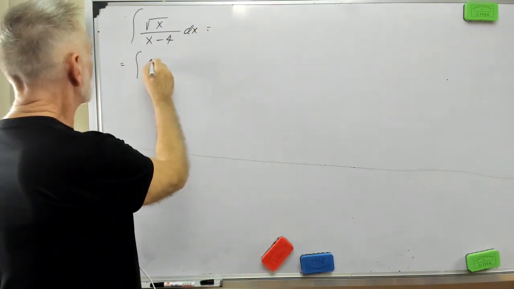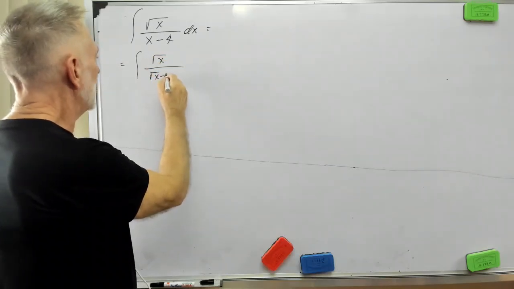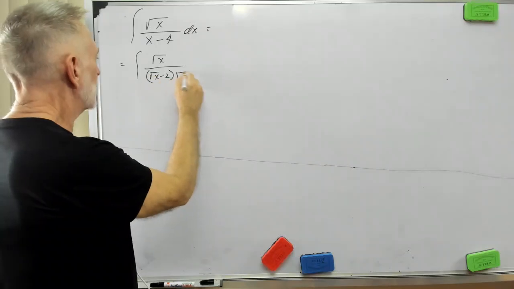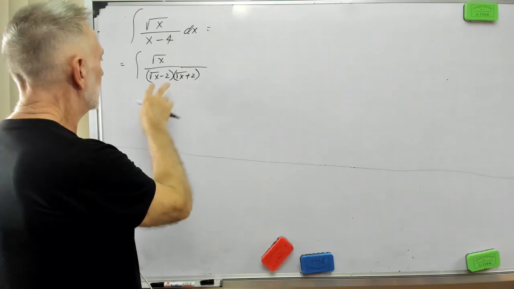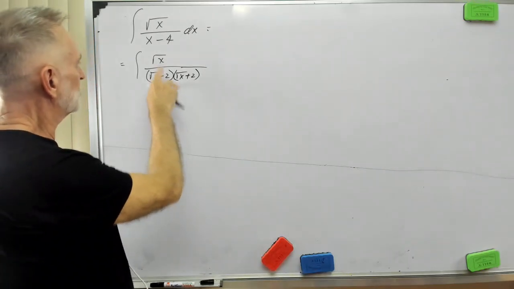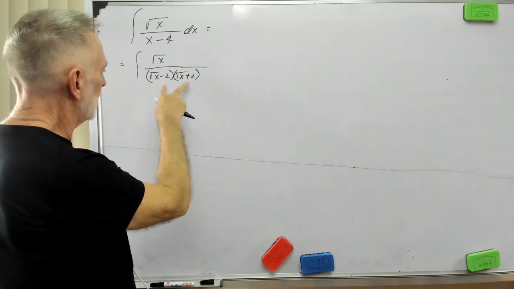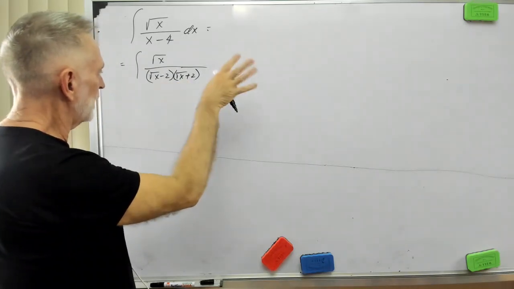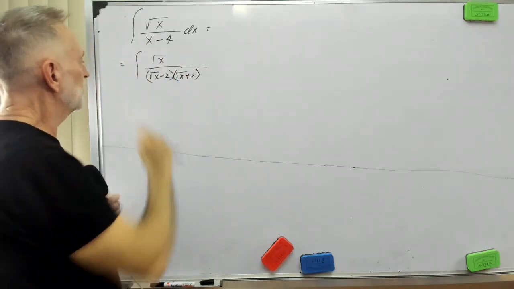All right, so the integral of square root of x divided by the square root of x minus 2, square root of x plus 2. Multiply square root of x times square root of x, I get x. Minus 2 square root of x plus 2 square root of x, those cancel. Negative 2 times positive 2 gives me negative 4.